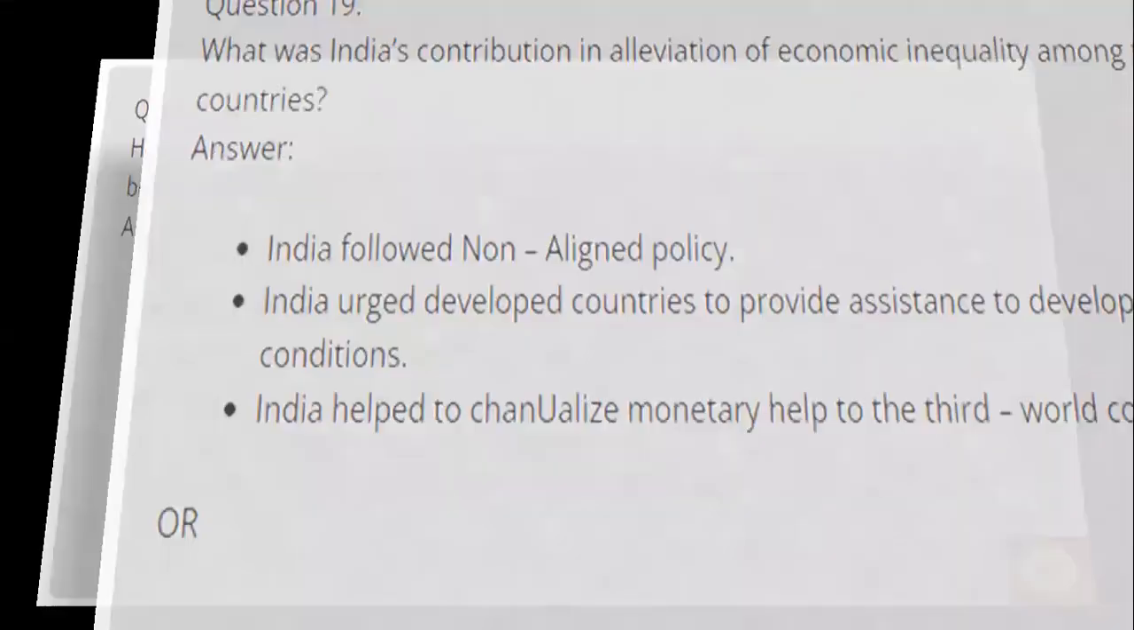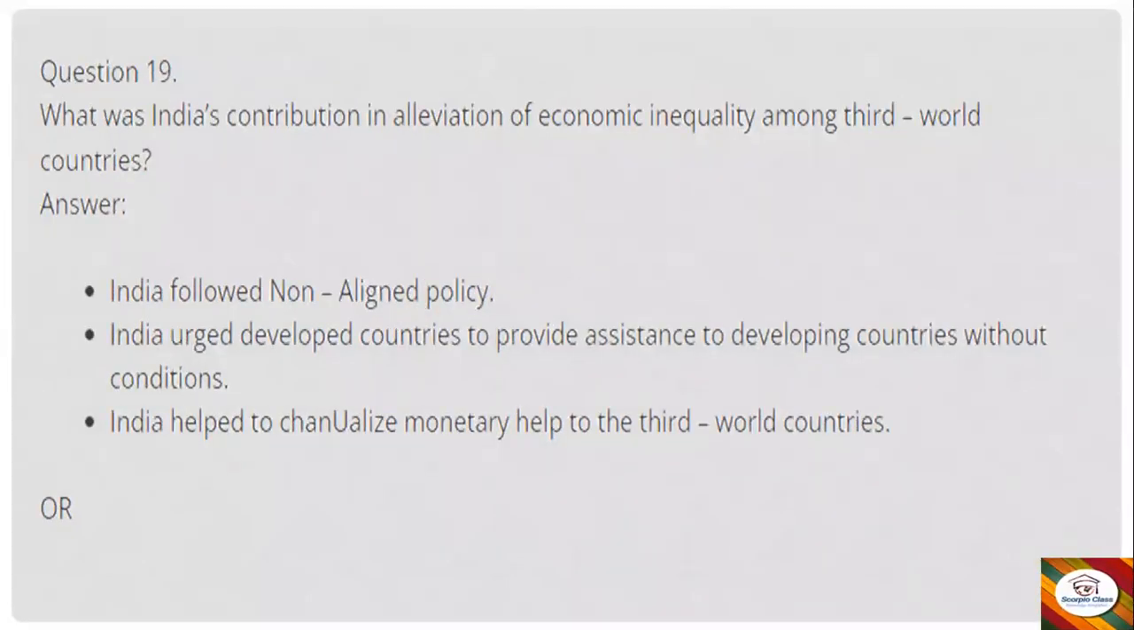Next, question 19. Again, here you have internal choice in this question. You have 2 questions. You can write either one. So let's see one by one. What was India's contribution in alleviation of economic inequality among third world countries? Answer. India followed non-aligned policy. India urged developed countries to provide assistance to developing countries without conditions. India helped to channelize monetary help to the third world countries. Okay, so this is one question.